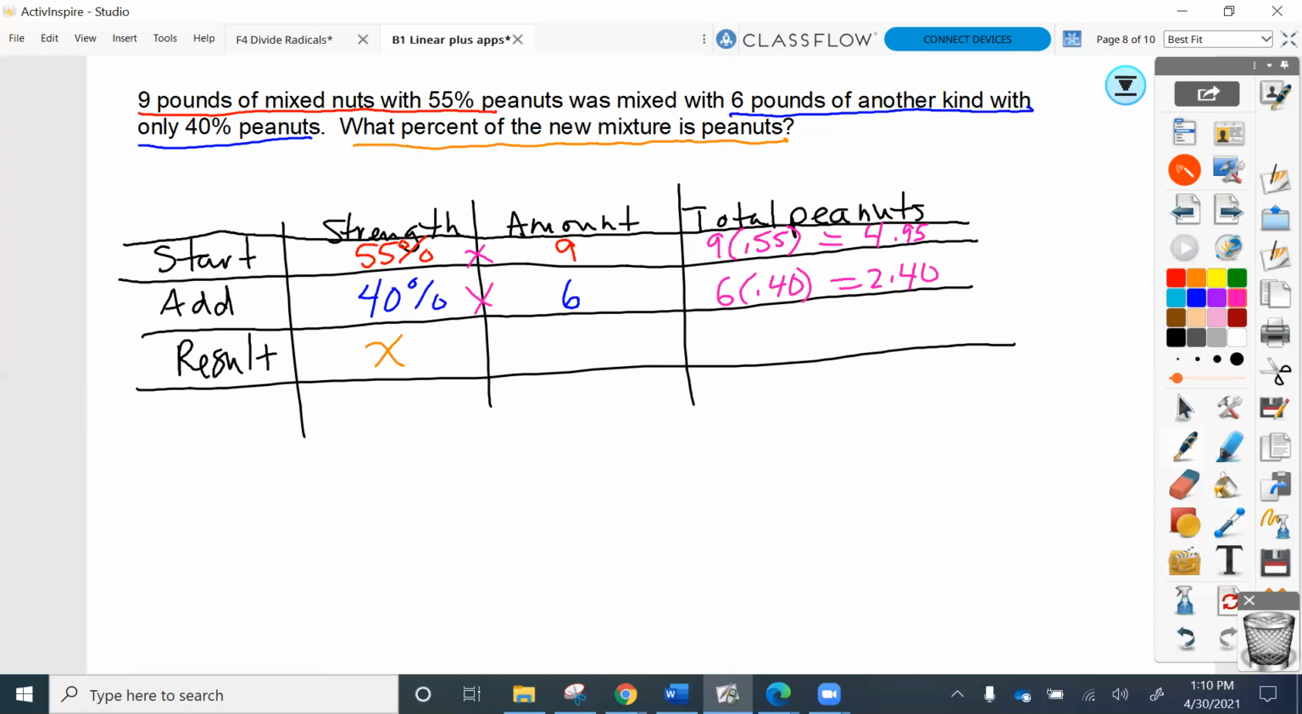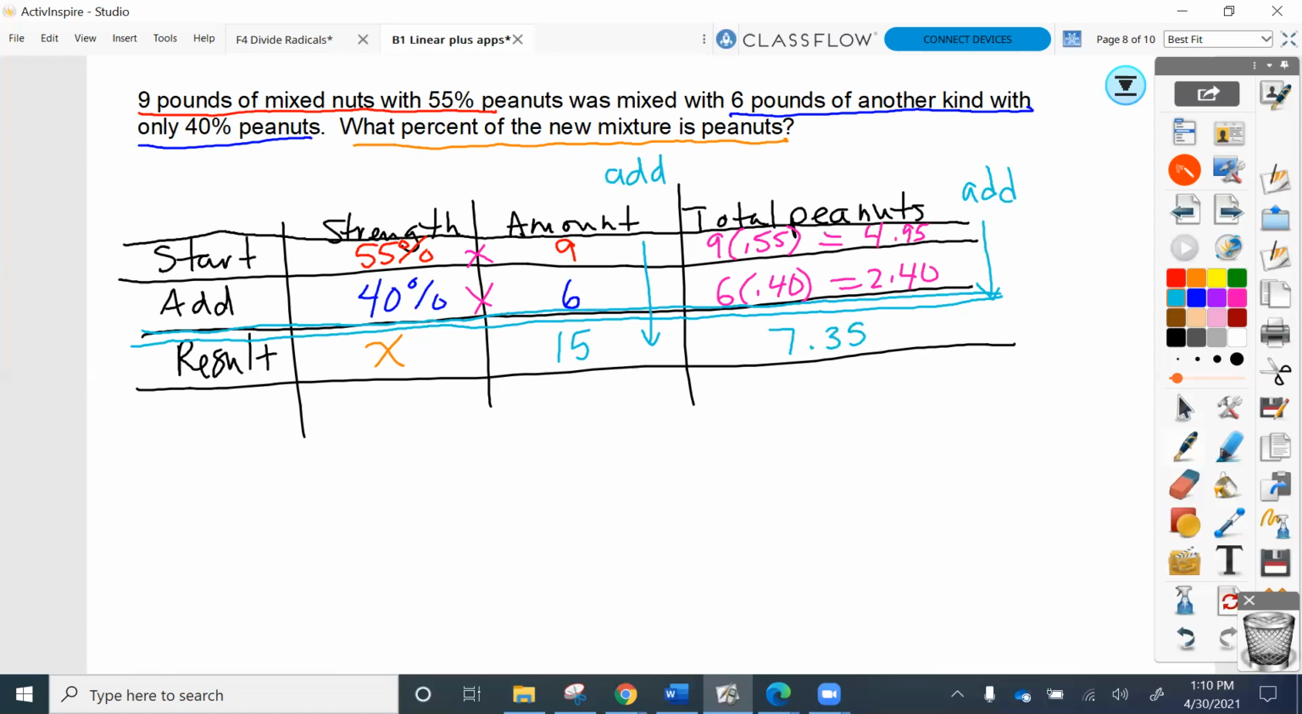Now, they want to know what X is, right? So what we can do to fill in these other blanks is add these two, right? If we start with something that's 9 pounds and add 6 more pounds, we've got 15 pounds. Same here, if we add, right? Because remember, two things together will give you the result, right? So if you add 4.95 and 2.40, you get 7.35.